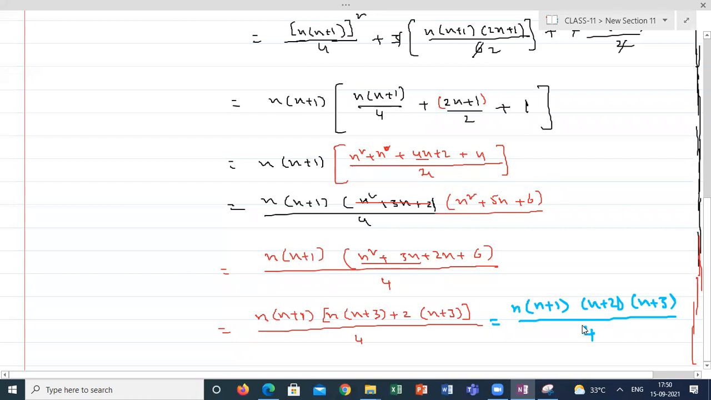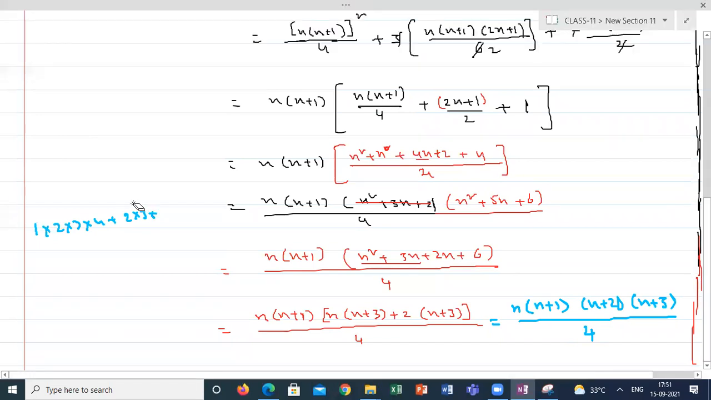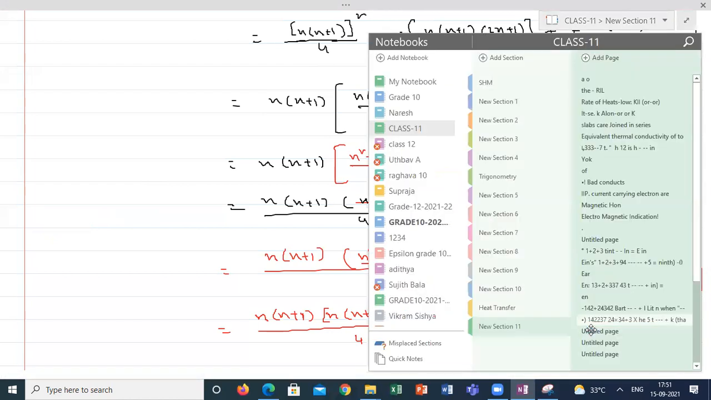What is the answer for the previous question? The previous question is 3 divided by 3. If it is 2 terms, 3. If it is 3 terms, 4. If I'm writing 1 into 2 into 3 into 4 plus 2 into 3 into 4, anything you can expect? With the help of these previous two things, I can say that it is n into n plus 1 into n plus 2 into n plus 3 into n plus 4 divided by 5. I can say like that. That we will see in mathematical induction, how I can prove those kinds of things.